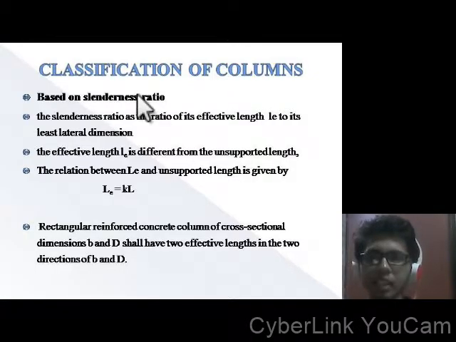Next is the classification of columns based on the slenderness ratio. Hope you all know what the slenderness ratio is. It is the ratio of effective length Le to its least lateral dimension. Effective length is very different from unsupported length. There is a relation between Le and unsupported length. That is, effective length can be found out by K into L. That K value can be different for different cases, which will be seen in the next slide.